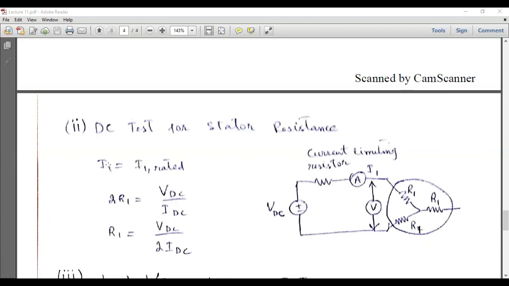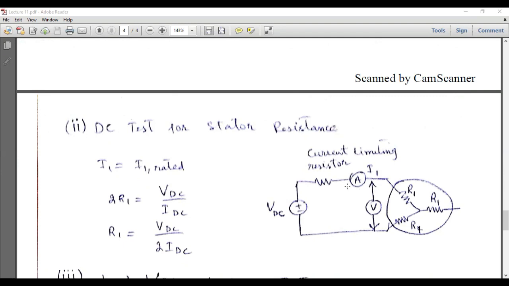So the second test is very simple, and that test is called the DC test for stator resistance. For performing this test, we must have such an arrangement. So these are the three-phase stator windings, and we have to apply a DC voltage across any two terminals of this stator winding. Whenever we apply a DC voltage across the stator, the inductor becomes a short circuit. So only the resistance of the winding will appear in this equivalent circuit, and this resistance is actually the resistance of the copper windings, and these resistances are very small.